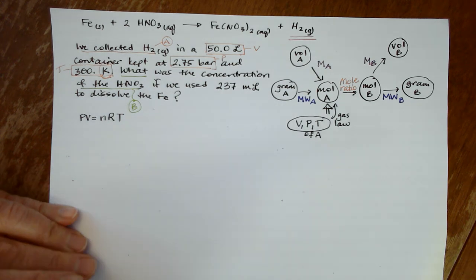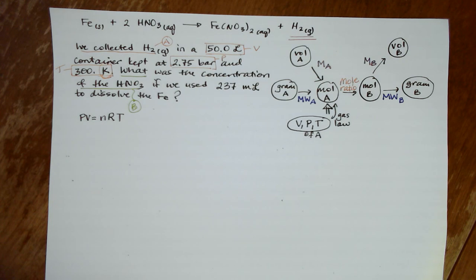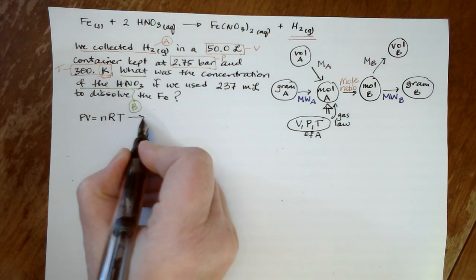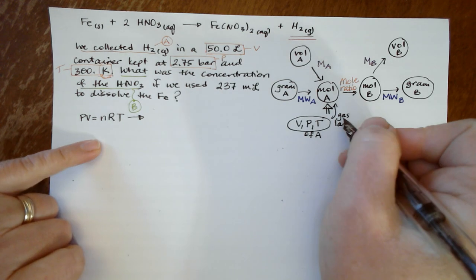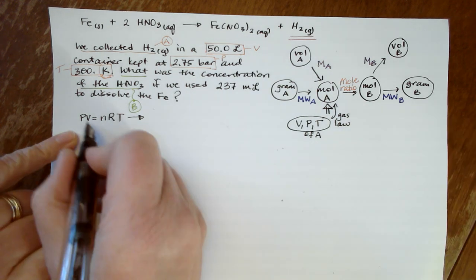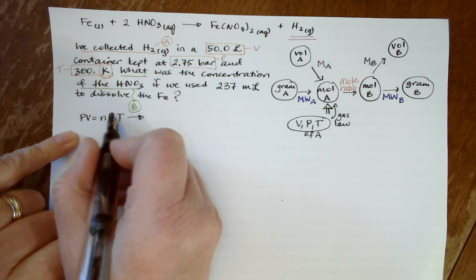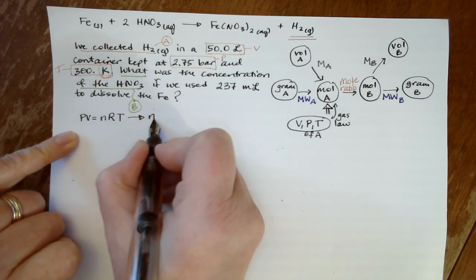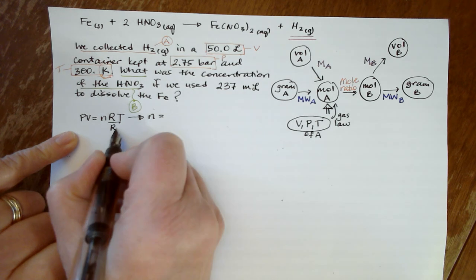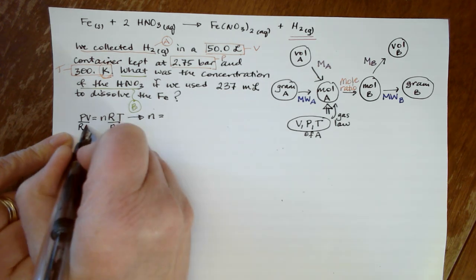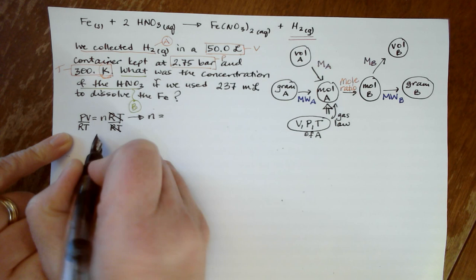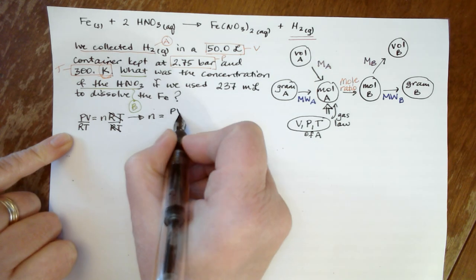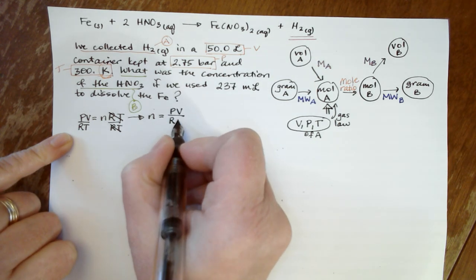Our next step is to convert this equation into one that gives us the variable we need. We've got P, we've got V, R is a constant so we'll look it up, we've got T, and we're going to solve for n. We do this by dividing out the R and the T from both sides. These will cancel, and we will get P times V divided by R times T.